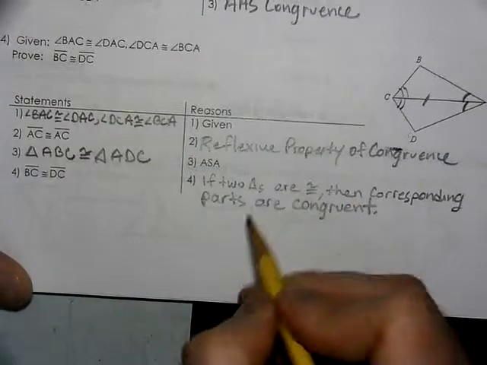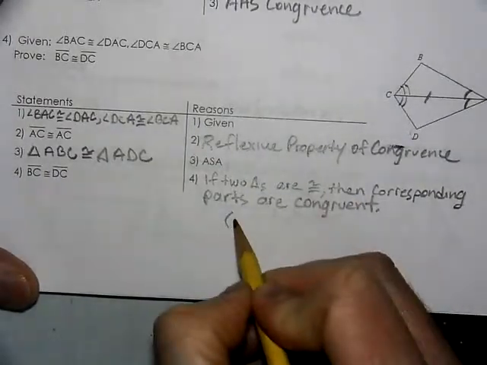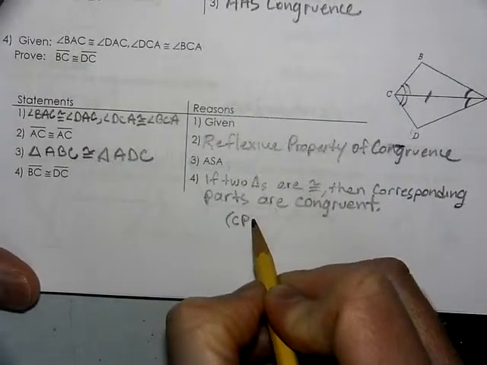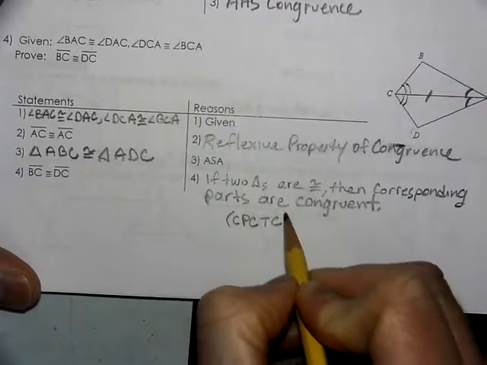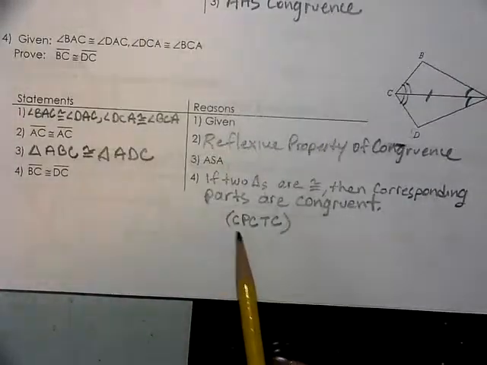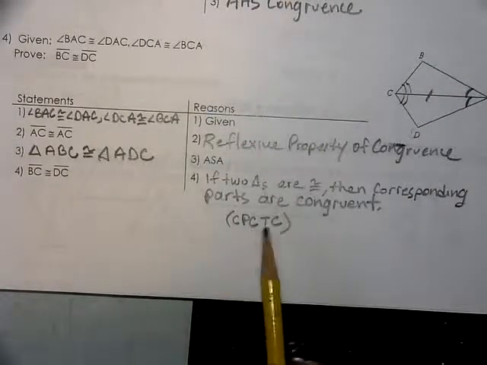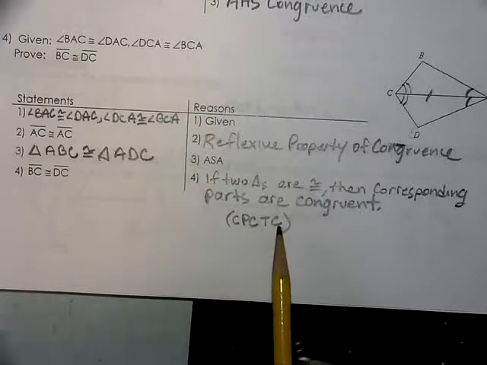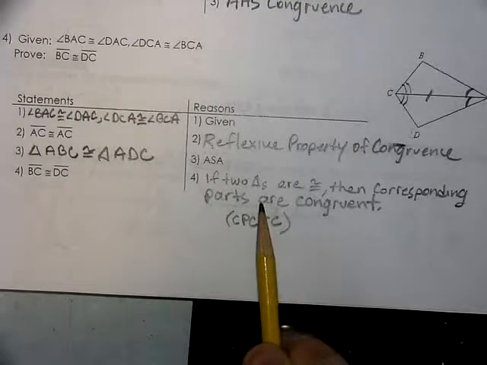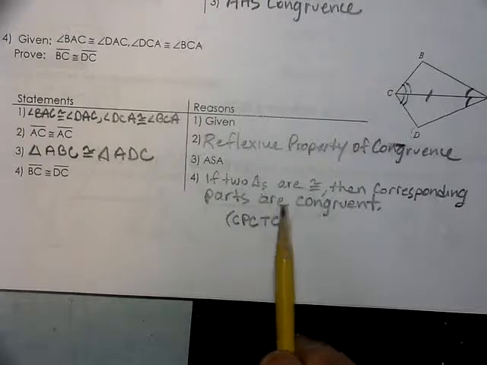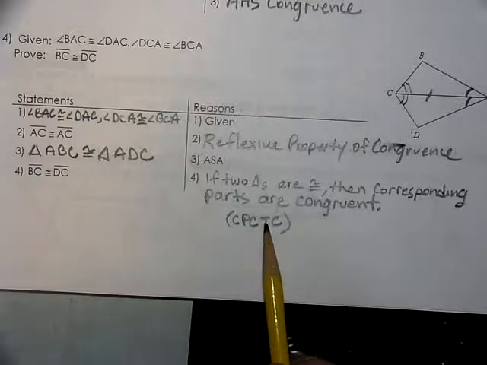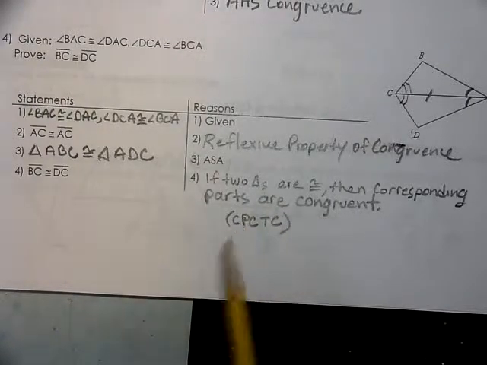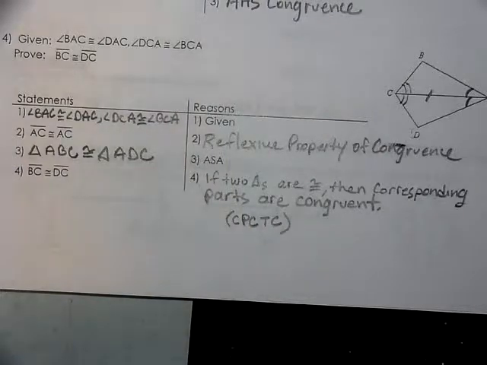The shortcut that your book talks about for this statement is to call it CPCTC. Corresponding parts of congruent triangles are congruent. So it says the same thing this statement does, just not in the same order. We prefer the if-then statement, but I'll accept CPCTC.